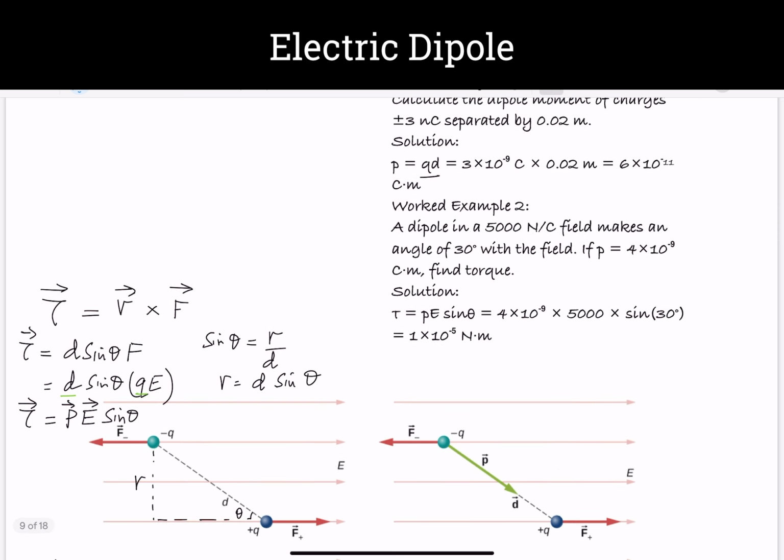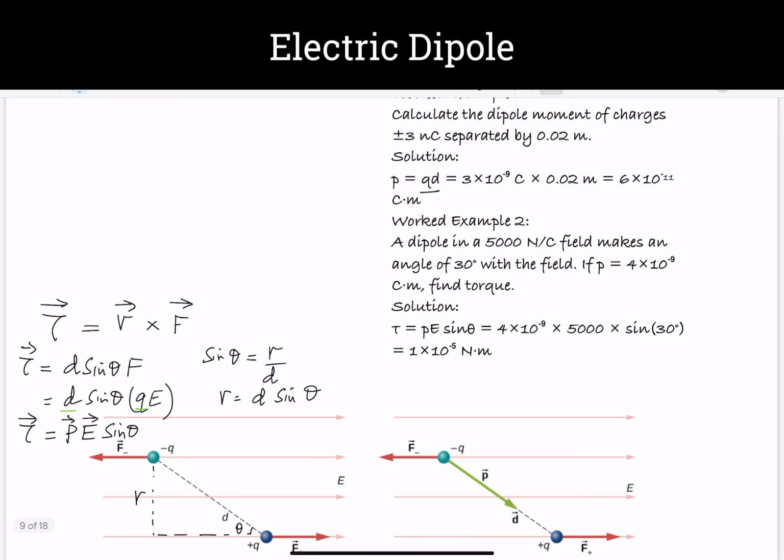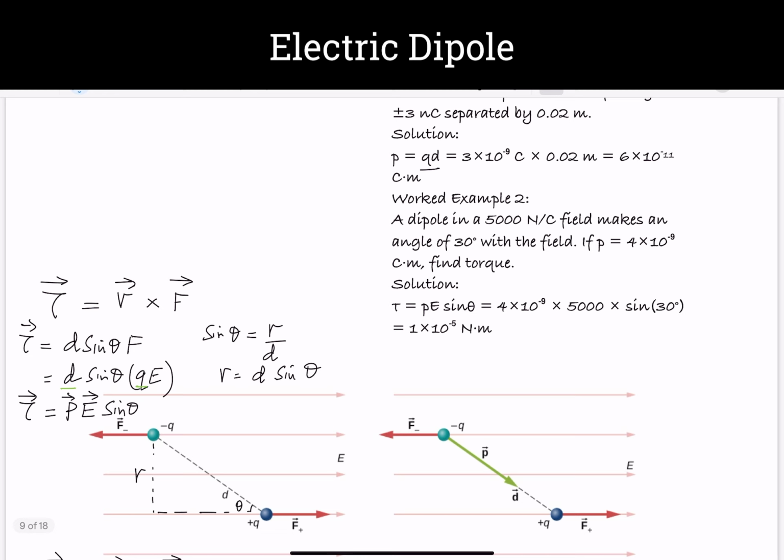So there is a worked out example here. A dipole is kept in a field, so that's the electric field, and makes an angle of 30 degrees with the field. That's theta. And P is given. Look at the unit. That's not centimeter, that's coulomb meter. And torque is just PE sine theta. So multiply the dipole moment with the electric field and the sine of the angle, and you get the number.